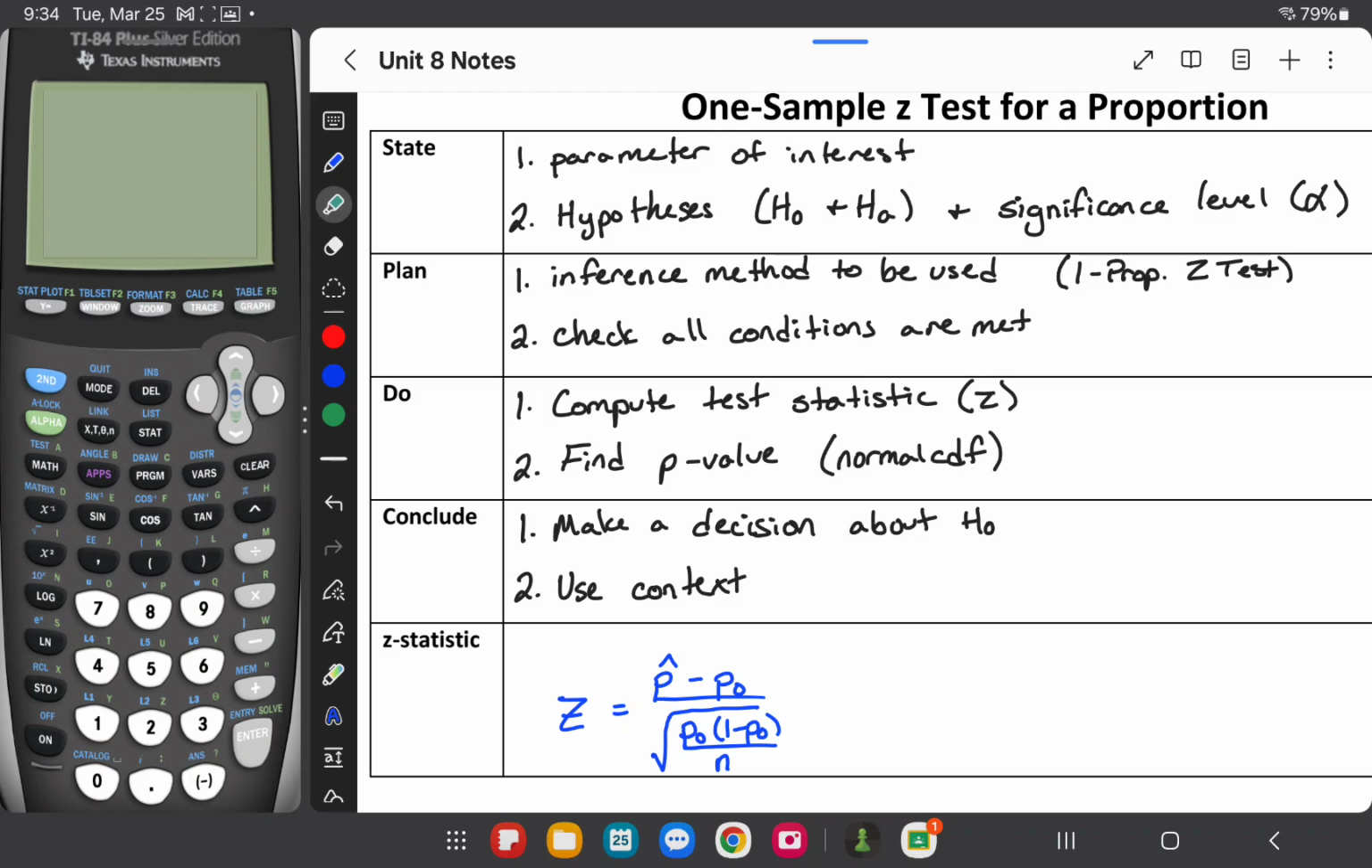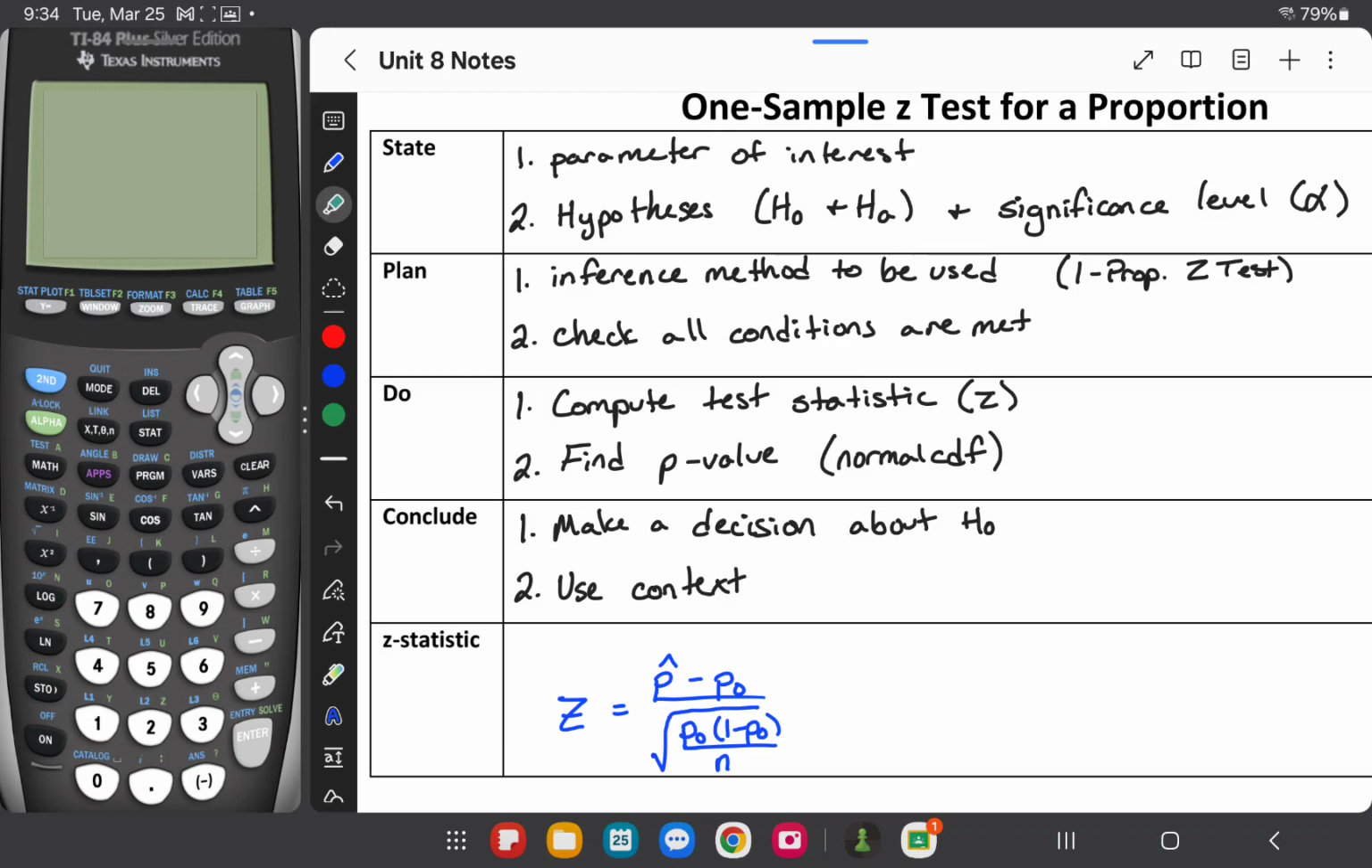Also in our plan step, let me not forget this, we need to check all our conditions are met. So make sure it's random, make sure it meets 10%, make sure it meets large counts. Next is our do step. So in our do step, we're going to actually find our test statistic, which is z, and find our p-value, which we'll use normal CDF to find.